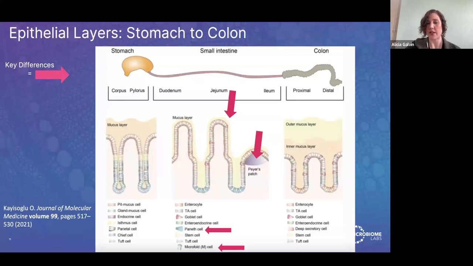So what's interesting, and what we'll talk about, is there's a lot more immune system support in the small intestine than there is in the colon. There's a reason for that, and we'll talk about that in a little bit. But here in the colon, we can see that the mucus layer is very different. We actually have two layers of mucus in the colon, an outer and an inner layer. So that's another anatomical difference.